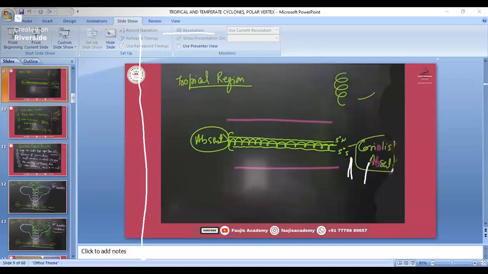Tomorrow when you come back to the class, we'll see all the other parts of cyclones, and how warnings are given. That we'll see tomorrow. That's all for today. If you have any doubt, you can ask me on WhatsApp, and also at the start of tomorrow's class. Otherwise, we'll start with the temperate cyclone, and also see the warning system.